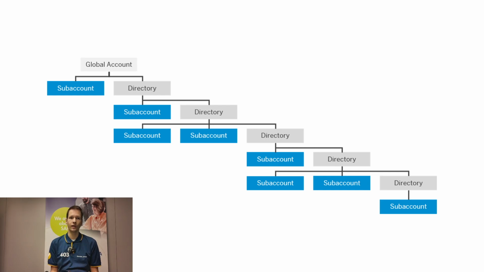Because if you go for a consumption-based license, you will have a lot of credits, and if you don't spend all the credits at the end of the year, they will be lost. So if you can share across different sub-accounts, you will get the most out of your BTP. So it's in your own benefit to have one global account and share between different departments.